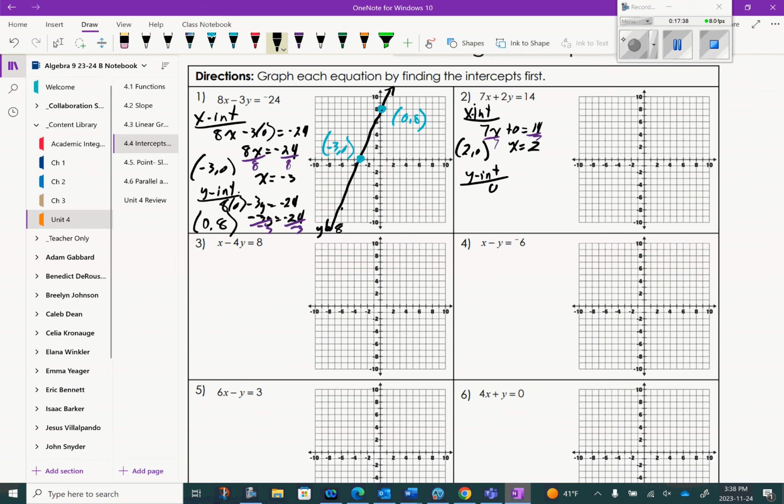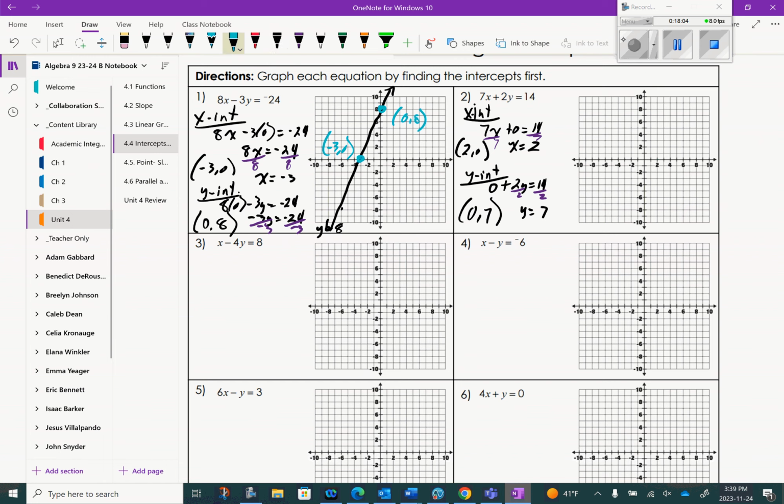To find the y-intercept, again, substitute 0 in place of x. 7 times 0 is 0. That first term disappears. Do the algebra, finish it out. Y is 7 when x is 0. So my y-intercept is at 0, 7.